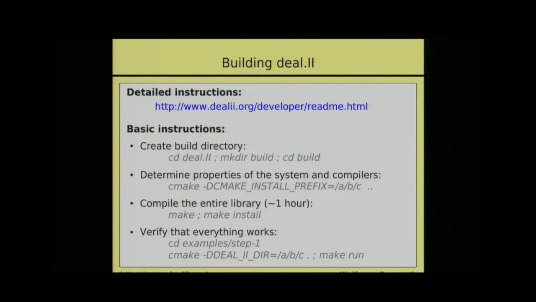And then we use a program that is called CMake and compile. CMake actually in the first step just figures out what the properties of your computer are. So what's the name of the compiler, what's the version of the compiler, what flags do I have to set, what functions are available, what other libraries are available, and so on and so forth. This is what CMake does.